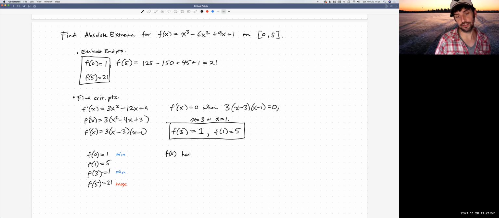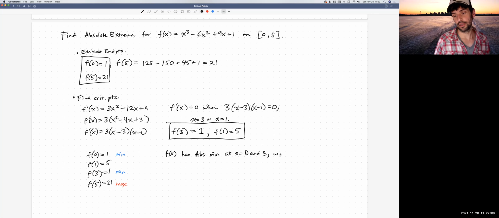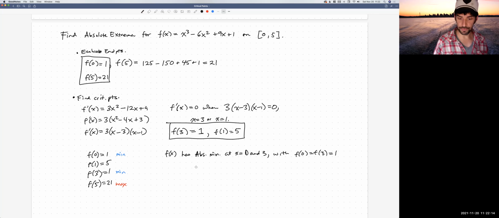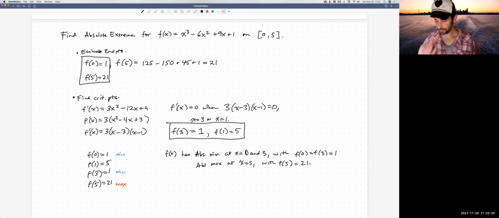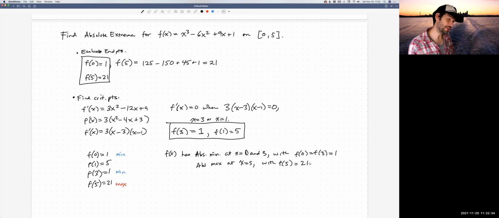F of x has absolute minimums at x equals 0 and 3. And then I want to say what that is with f of 0 equals f of 3 equals 1. And it has an absolute max at x equals 5 with f of 5 being equal to 21. Okay, this is what we call the closed interval method, right? It's pretty straightforward. Evaluate the endpoints, find the critical points, evaluate them, and just compare. Look for the smallest, look for the largest.